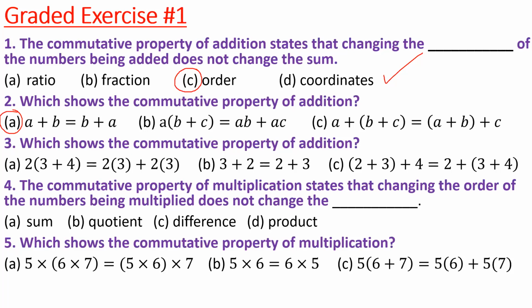Number 3. I need Jevin to do this because Jevin's supposed to answer number 1, but that didn't happen. Go ahead, Jevin, read number 3. Which shows the commutative property of addition? It's B. 3 plus 2 equals 2 plus 3. Anyone else got that for B? Yes, sir. Okay, excellent.